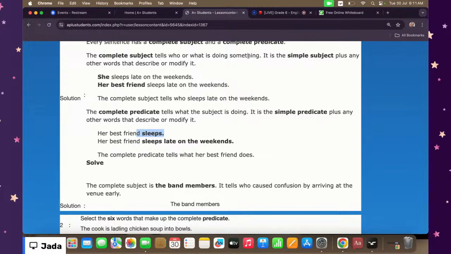Yes, literally, you can say that the predicate is the other half of the sentence, the half that lets you know what the subject is doing. The subject is the main person doing the action, and the predicate is the action going on in that sentence. So that's the difference. I'm sure you get it now.